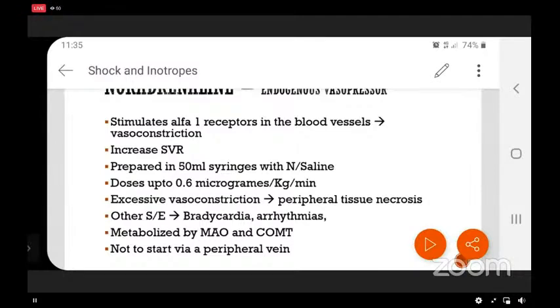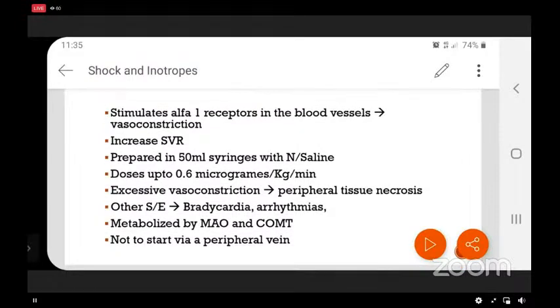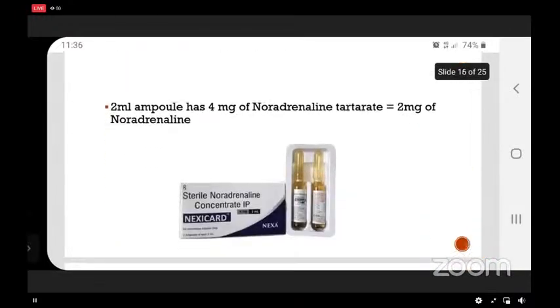The other side effects include bradycardia and arrhythmias. Again, it is metabolized by monoamine oxidase and catechol-O-methyltransferase systems. This is a drug that will cause vasoconstriction, so definitely you should not start this with a peripheral line until a central line is available. The ampule of noradrenaline looks like this. It is mentioned as 4 milligrams of noradrenaline tartrate. If you remove the tartrate part, it has only 2 milligrams of pure noradrenaline. So it's actually 2 milligrams.